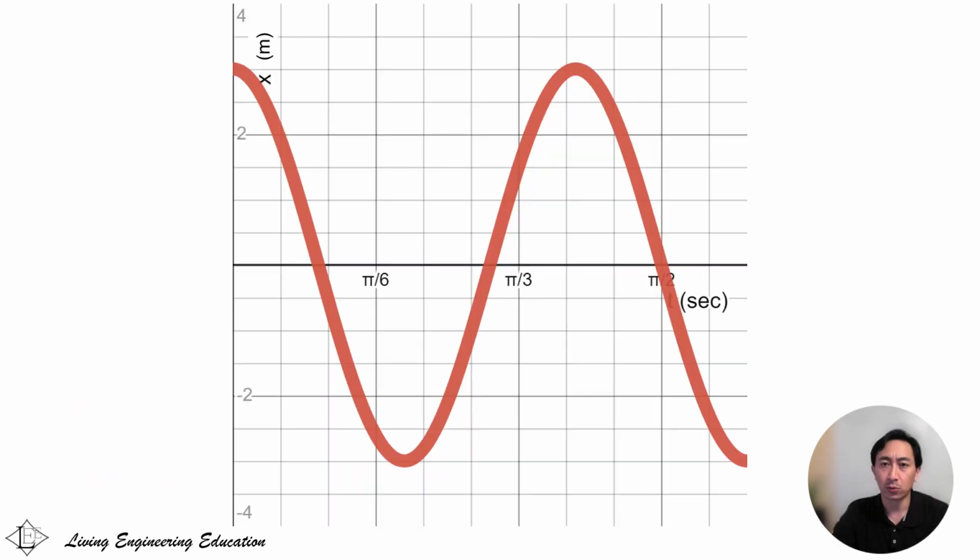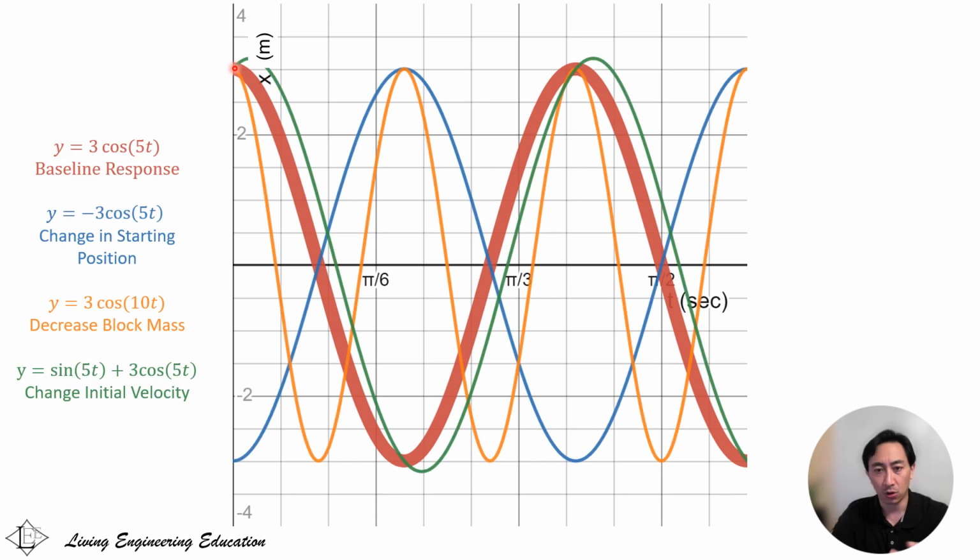All right, so we're going to show all the graphs on top of each other so we can make some general comparisons and observations. Here's our baseline graph where we had a 3 meter initial compression, no initial velocity, and the mass was 4 kilograms. Then here are all the other conditions thrown on top of it.